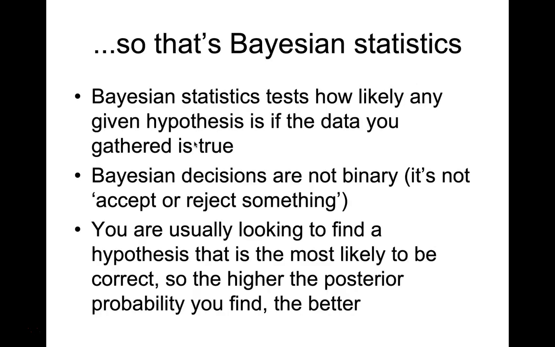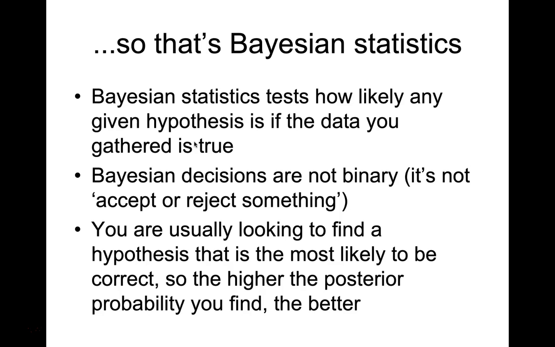So that's Bayesian statistics. It tells you how likely any given hypothesis is if the data you gathered is true. So in this case, it tells us how likely it is that the person has COVID-19, given that they had a positive test for COVID-19. How likely is it that the person does in fact have COVID-19?